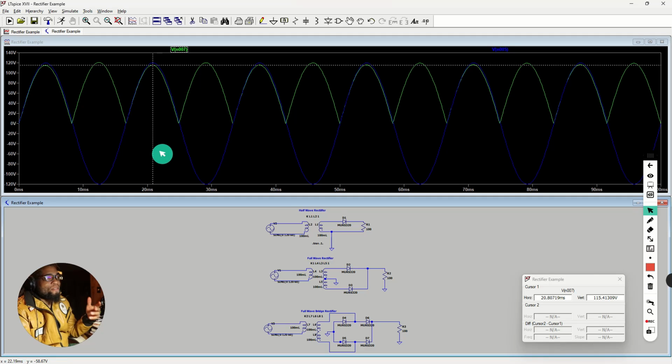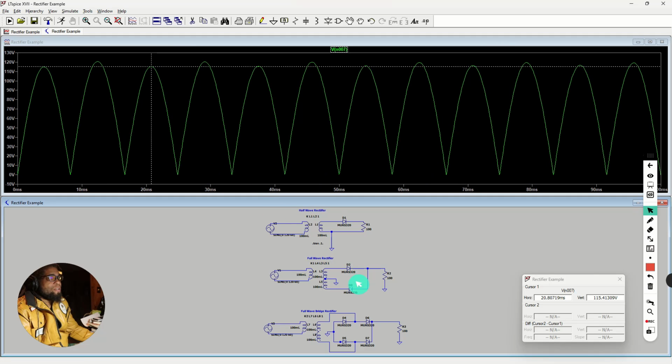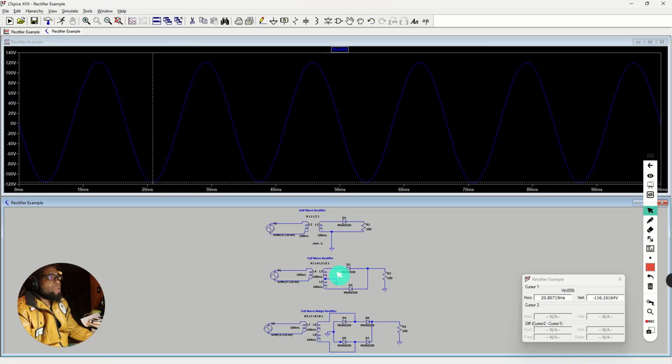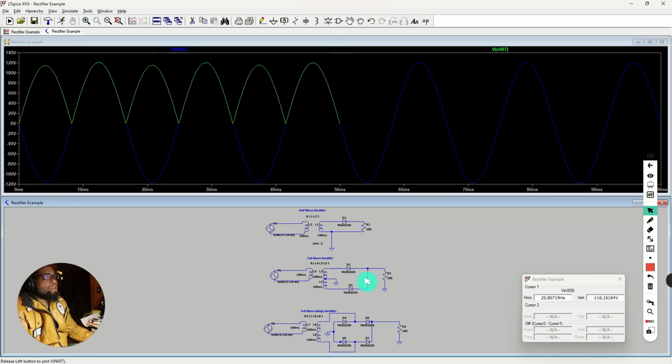That is the effect of having your center tapped transformer, okay? That is why the full wave rectifier is called a full wave rectifier. It takes a full wave, but it does that by basically taking the negative end and flipping it over to the positive end, okay? And we can see that represented, I believe, here. Yeah, we can see it here after.